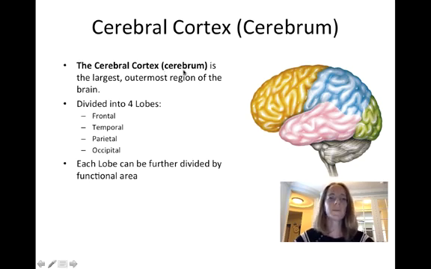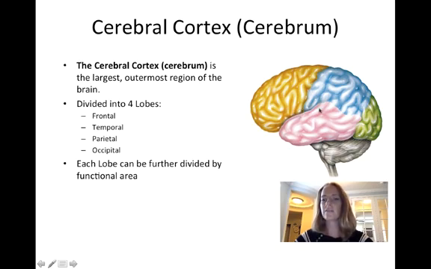So first we'll start with the cerebral cortex. The cerebral cortex is the largest, outermost region of the brain. It's divided into 4 lobes that are colored here in different colors. So the front of the cerebrum is the frontal lobe.